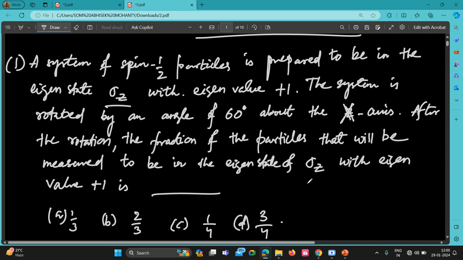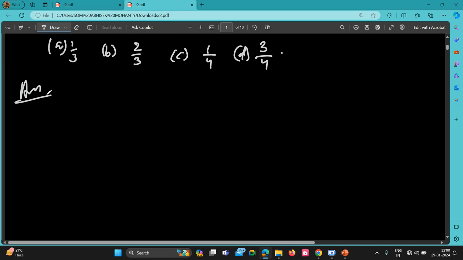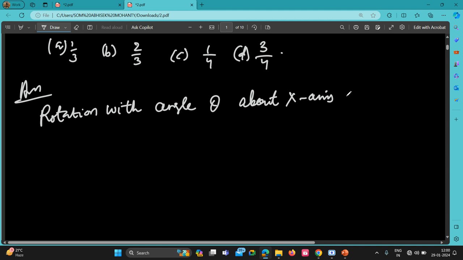Okay. So, do you know about rotation? See how to solve this. See, rotation matrix. So, rotation with angle theta about the x-axis, how can we write it? We can write it as U of R theta, exponential minus i theta into sigma by 2.